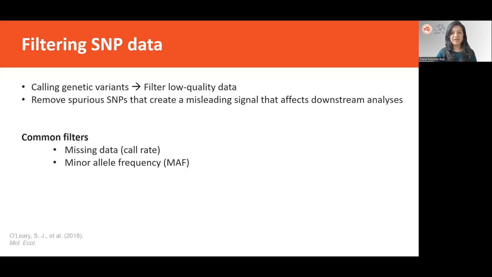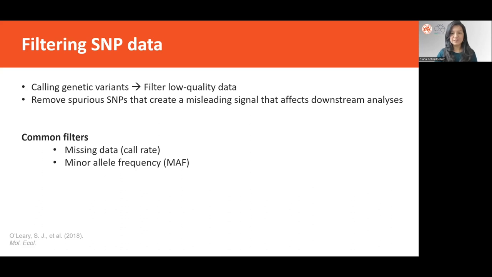After calling genetic variants and obtaining a set of, for example, SNPs, the next step is to remove low quality data. The idea is that during DNA sequencing and bioinformatic processing, some degree of error occurs. So we need to identify and remove spurious SNPs. Otherwise, these artificial SNPs may create a misleading signal that affects downstream analysis.